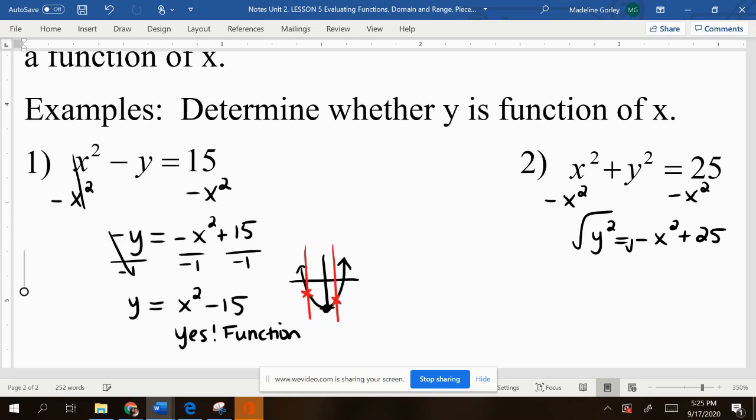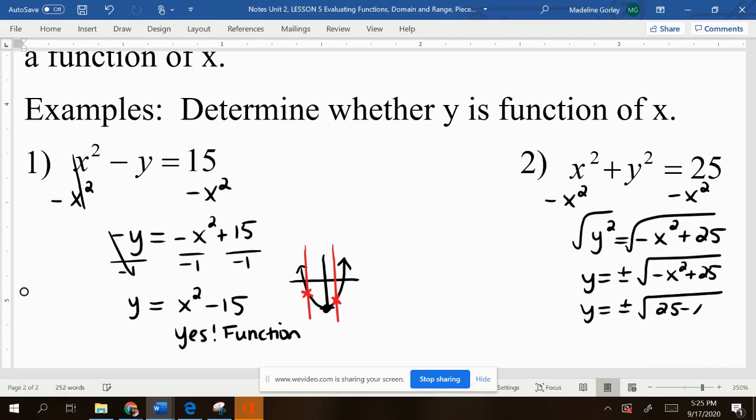And I'll square root both sides. We get y equals plus or minus the square root of negative x squared plus 25. You can even rewrite this to say plus or minus the square root of 25 minus x squared if you like that better. And I had to think about what this shape is. Before I even rearranged it, I could tell that this is an equation of a circle.